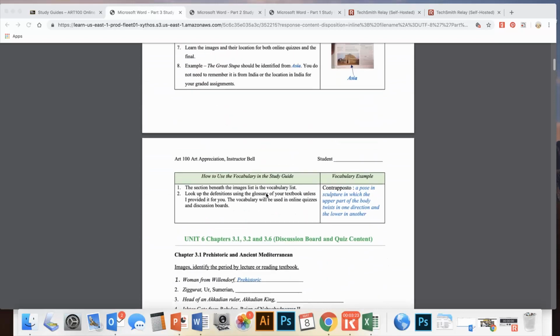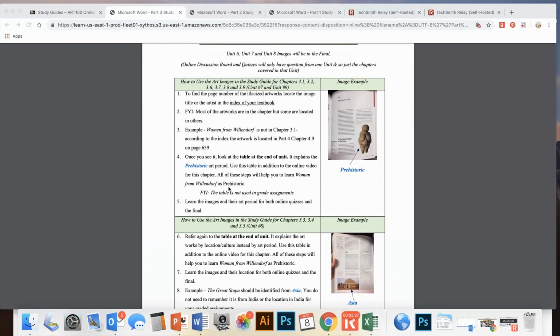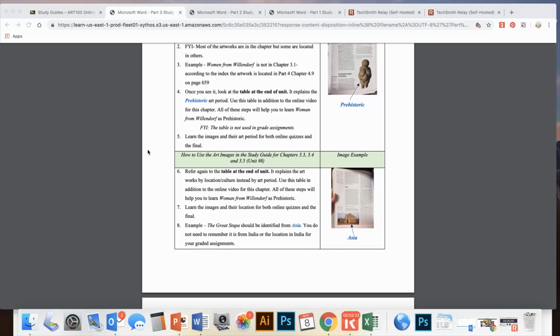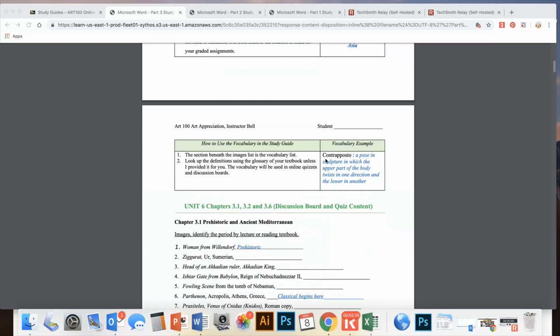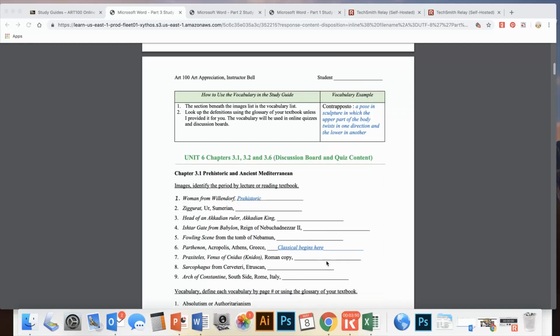I'm going to come back up again. So let's see. Next is vocabulary, and here are vocabulary examples. After you see all the images, like here's the italicized title, that's prehistoric. The Parthenon, which is in 3.1, is not prehistoric, it is classical, and that's why I wrote classical begins here.